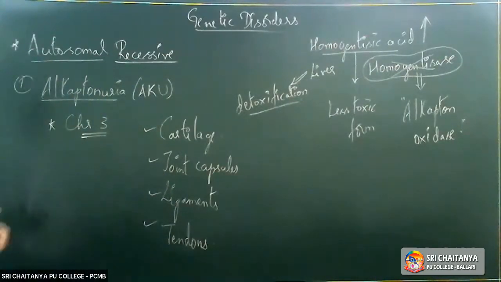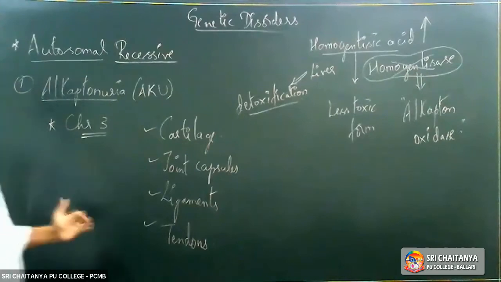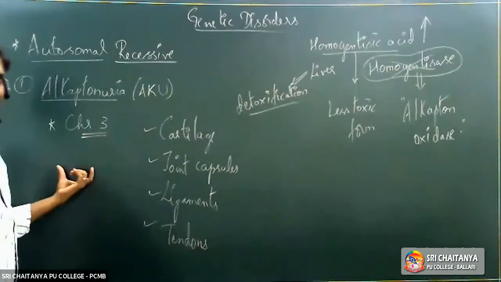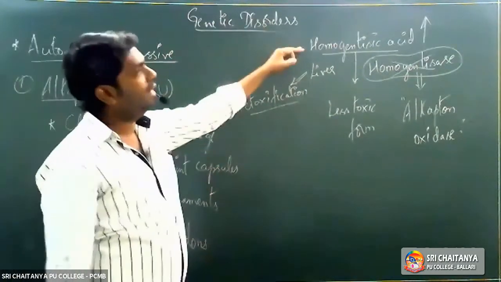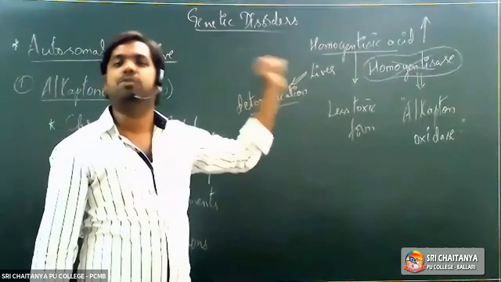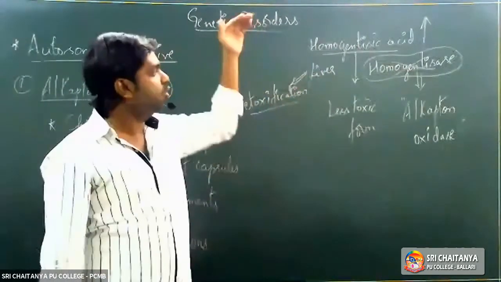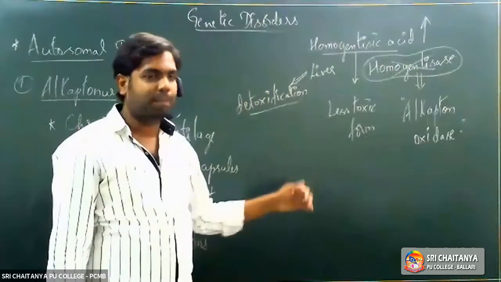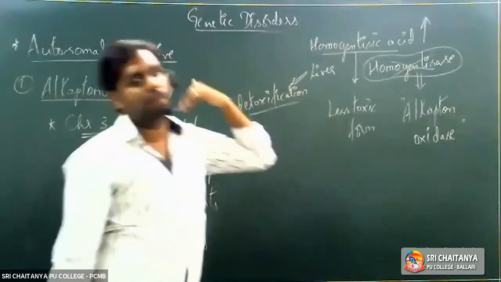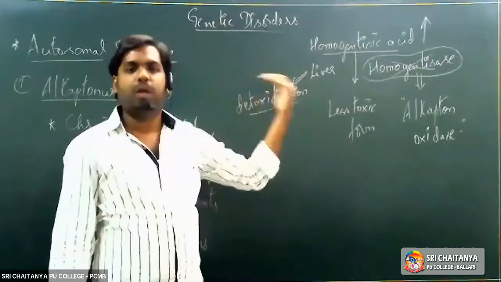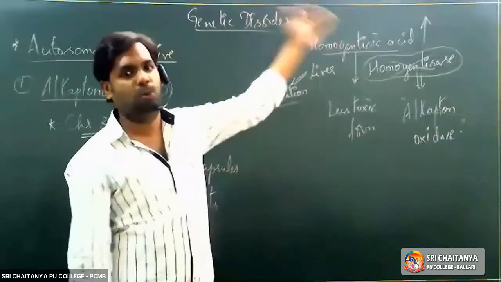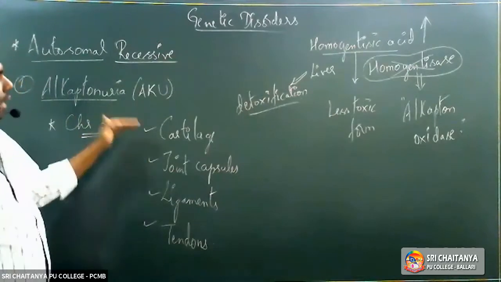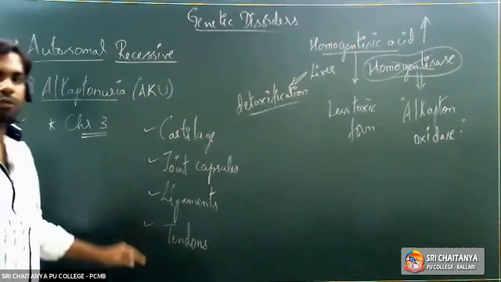So what exactly is happening? Due to a mutation in the gene coding for homogentisase, which is located on chromosome number 3, the toxic homogentisic acid does not undergo detoxification, where it is converted into a less toxic form. Since it is not getting detoxified, the homogentisic acid concentration in the body will start increasing. Because of that increase, it would start getting accumulated in places like the cartilage, the joint capsules, the ligaments, as well as tendons.